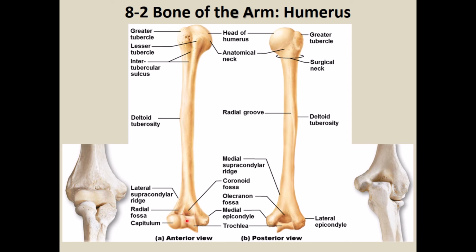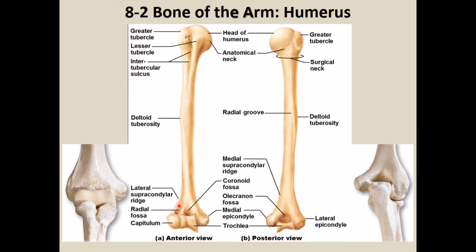This is called coronoid fossa. And this is when you flex your elbow, the coronoid process. This is the coronoid process of ulna. This is a bone in the forearm. When you flex, this area comes to this area. This is the coronoid fossa of humerus. And when you flex your elbow, this coronoid process goes all the way here. So this is an impression of the coronoid process of the ulna.